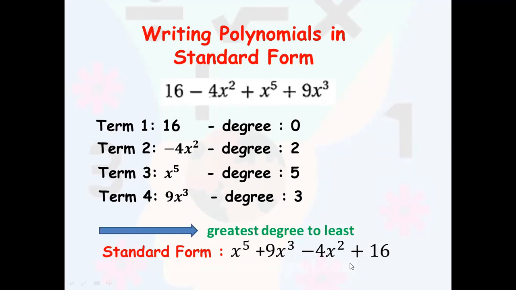So what are the steps to write a polynomial in standard form? First, find the degrees, then arrange the terms from the greatest degree to the least degree. It's very easy because now you know how to find degrees. So whether you find the degree or you write the polynomials, it's all depending on how you are finding the degree.